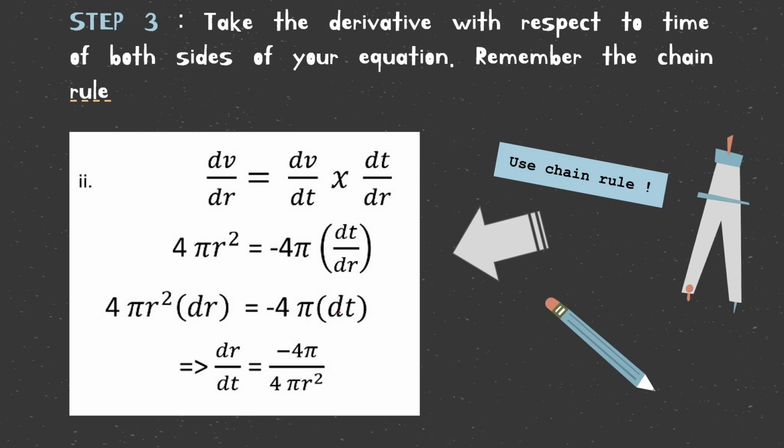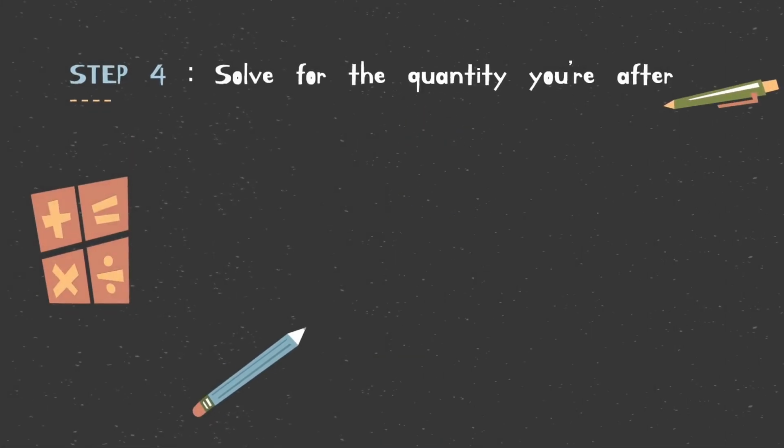But we have to leave dr over dt alone. So, we have to move dt to the left and 4 pi r squared to the right. And the final answer we will get is dr over dt equals negative 4 pi over 4 pi r squared. Next, the last step, solve for the quantity you're after. In this step, we just have to solve and everything is done.